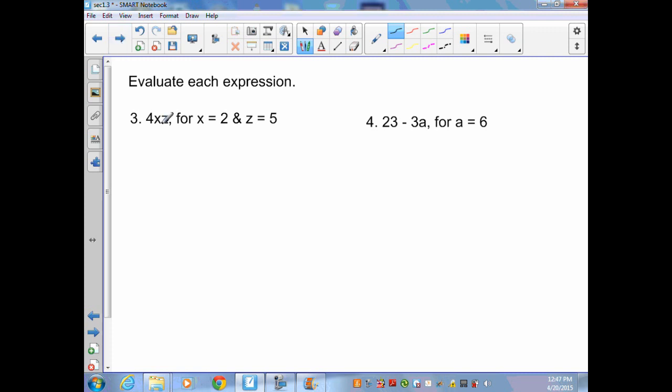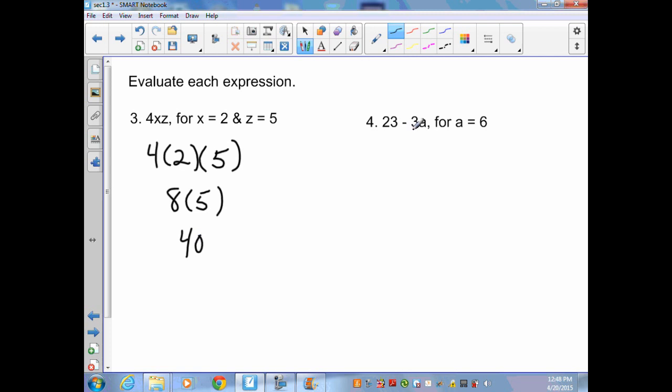Continuing, I have 4 times x times z, where x is 2 and z is 5. So I have 4 times x, which is 2, times z, which is 5. 4 times 2 is 8, times 5. 8 times 5 is 40.